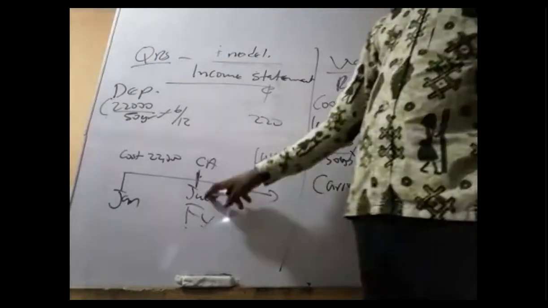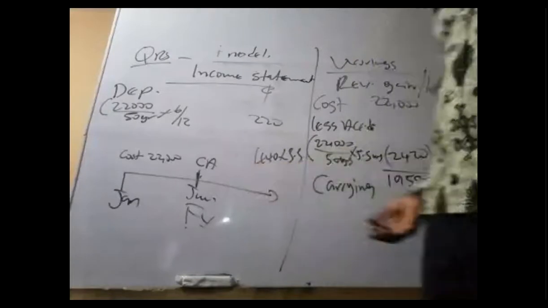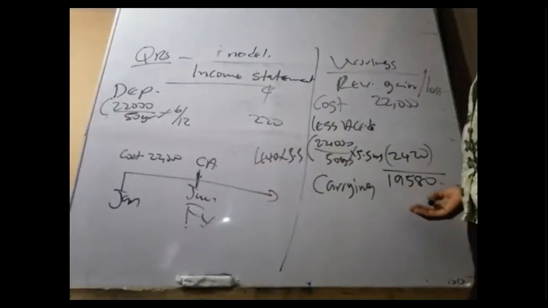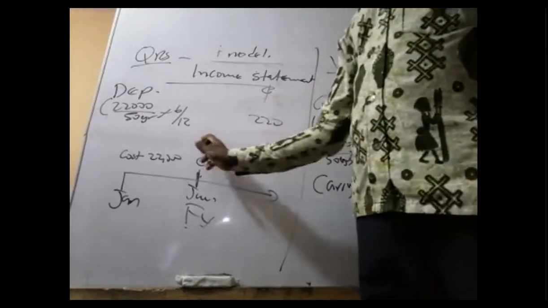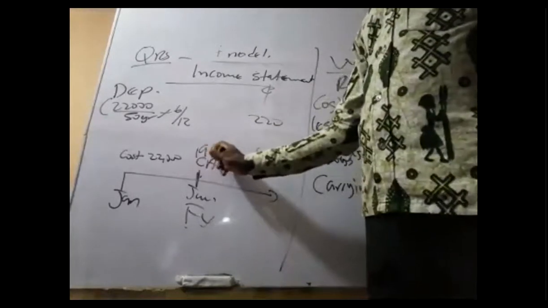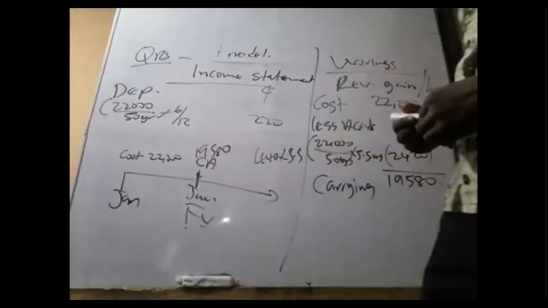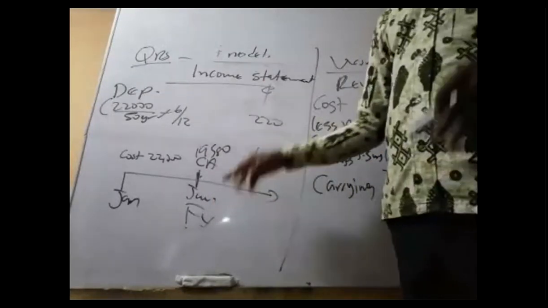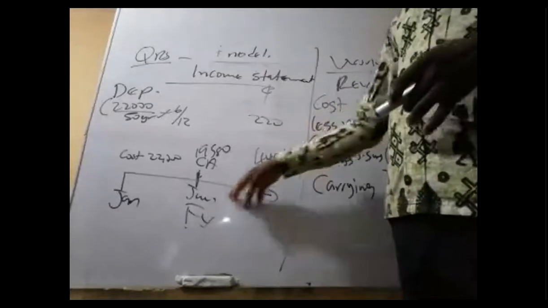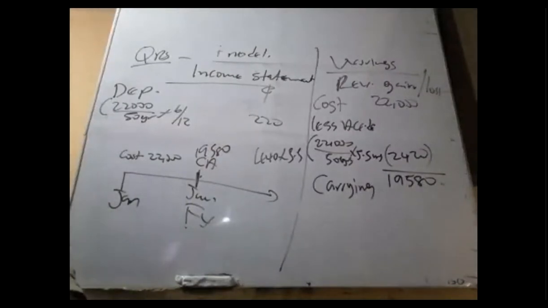So on the day that they did the transfer, the asset carrying value is what? 19,580. Wow, that's powerful. What is the fair value? So the carrying amount is 19,580. Now, what is the fair value at the same date? Let's look for the fair value and compare, arriving at a gain or loss.